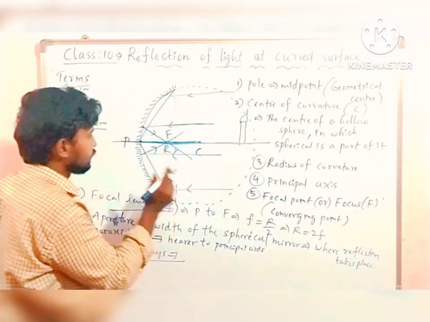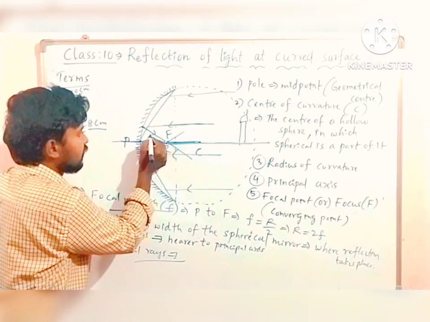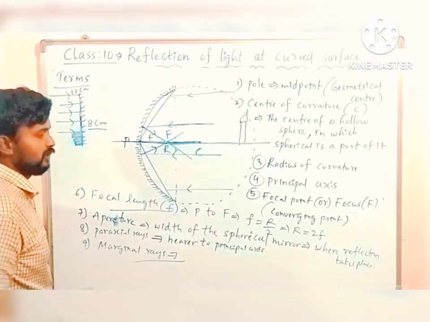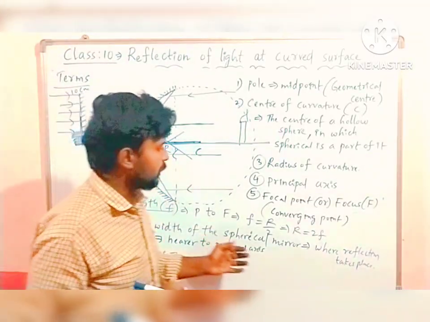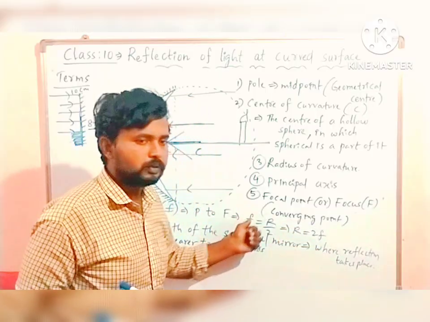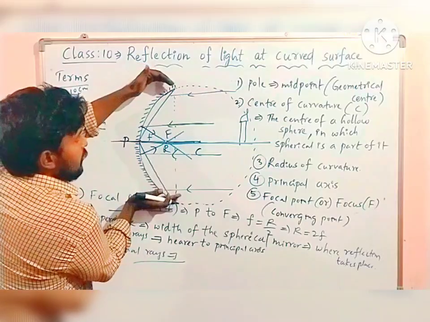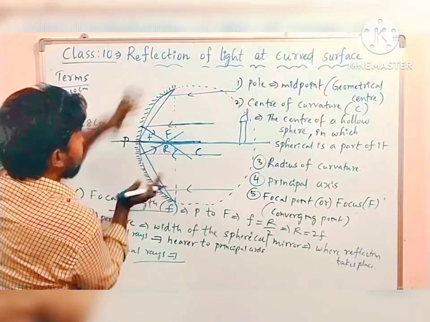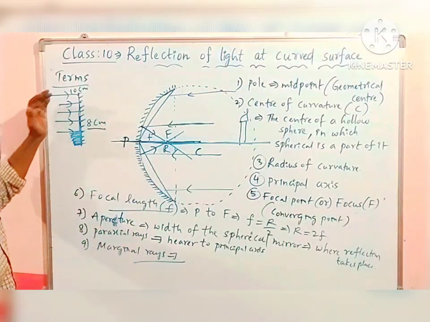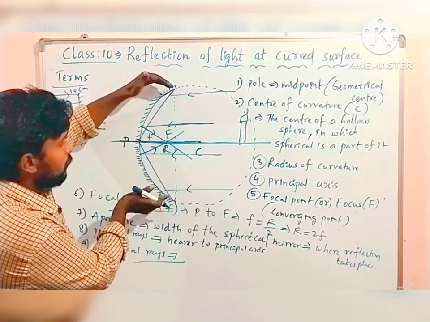Next, focal length. The distance from the pole to the focus, here to here, is called the focal length. It is denoted by the letter F. The relationship between R and F is R equal to 2F, or F equal to R by 2. Next, aperture. The width of the spherical mirror is called aperture. The distance of the total reflection is called the aperture.